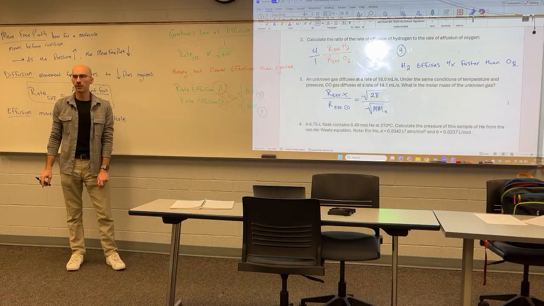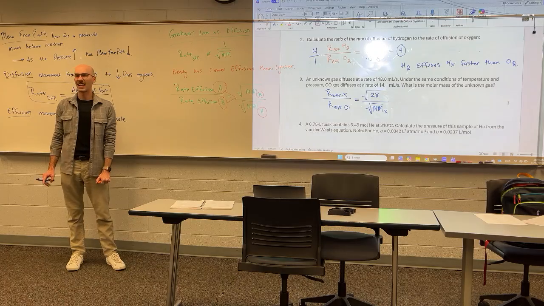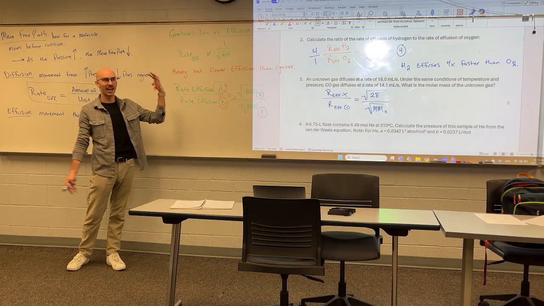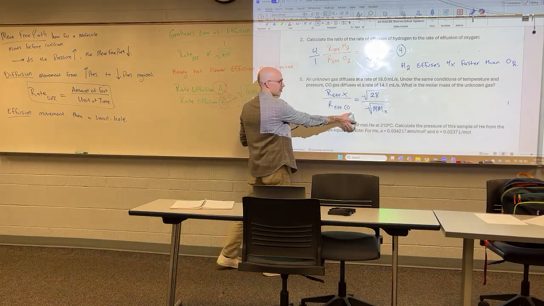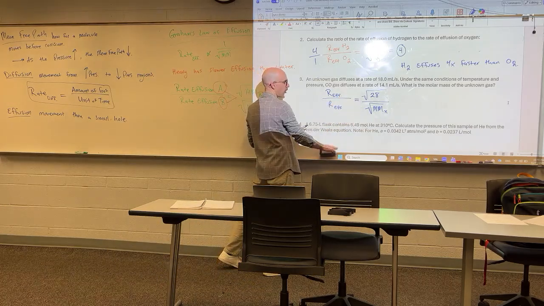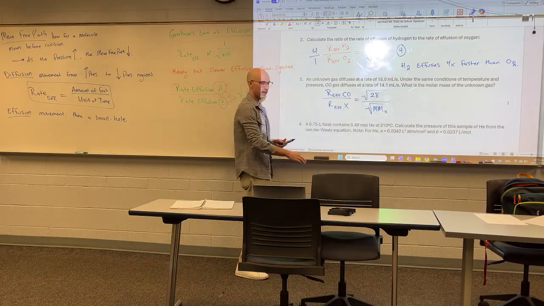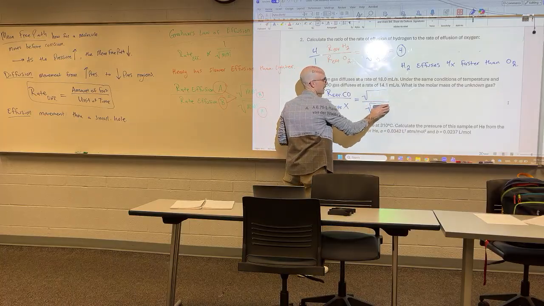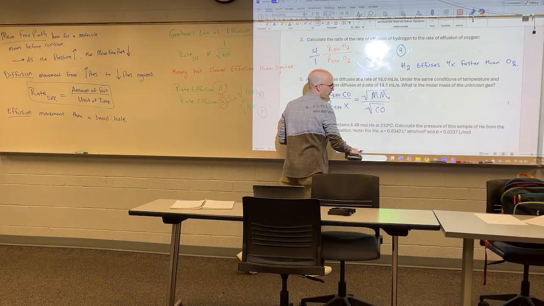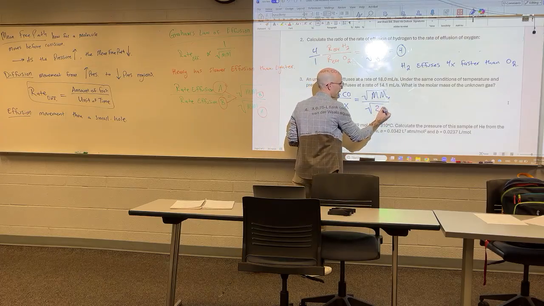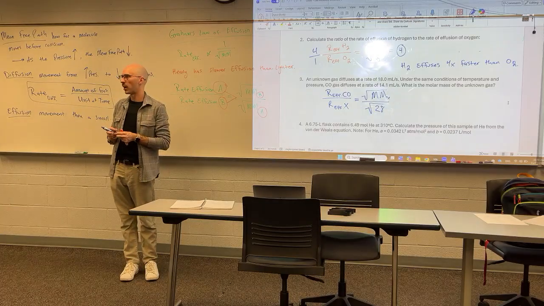Could I have set this problem up a little bit better? I get to decide which rate goes on top, which molar mass goes on top. I should have written this differently. I should have written the rate of CO on top and the rate of X on bottom. Why? Because now I get the molar mass of my unknown on top and the molar mass of carbon monoxide on bottom. And I don't need to do all this algebra moving around the molar mass of my unknown.